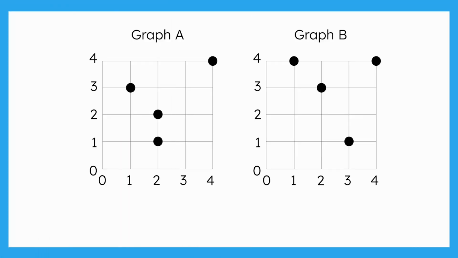In addition to tables, mappings, and coordinate pairs, we can also use graphs to determine whether a relation is a function. One of these graphs is a function and one is not. Based on what you know about functions, which graph do you think represents a function? Pause the video and circle the graph that you think represents a function.